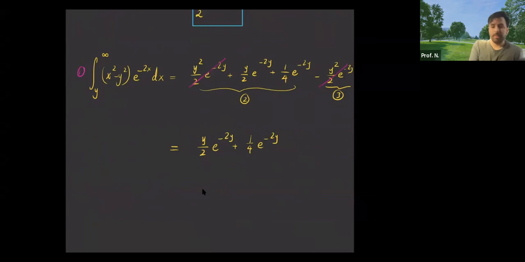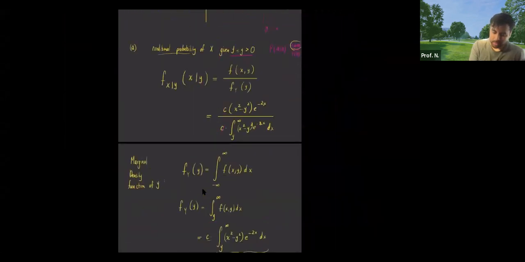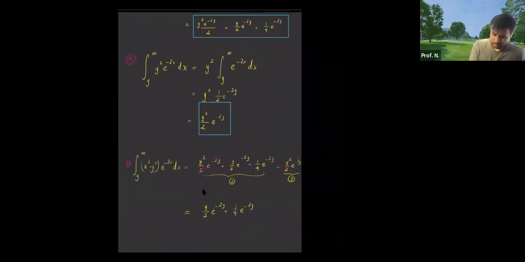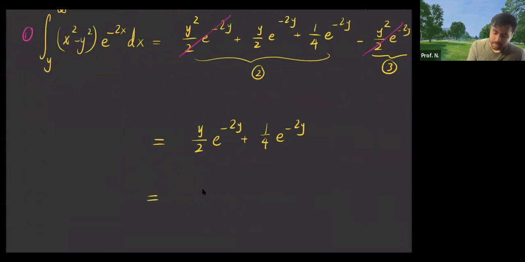That's that integral. I know, it's long. It is long because it's only part A. So we can make this more compact by factoring out the e to negative 2y, and you're left with y over 2 plus 1/4, times e to negative 2y.